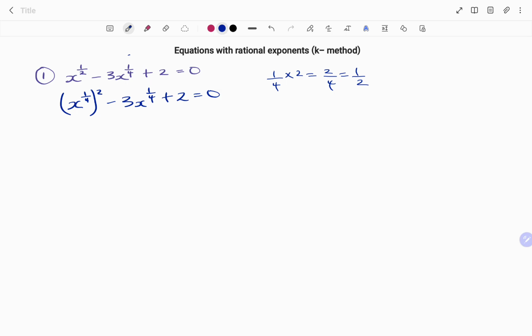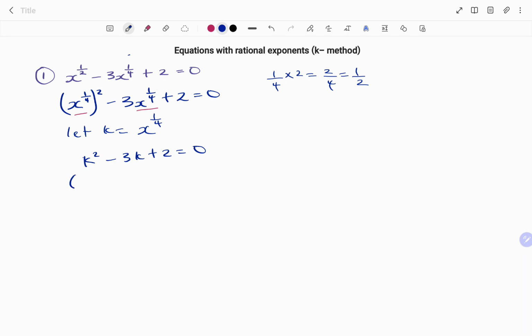Therefore, back to our question, we're going to let k, because we are using the K method, equal the lowest exponent, which is x to the power of 1 over 4. So everywhere we find x to the power of 1 over 4, we're going to be replacing it with k. So our equation becomes k squared minus 3k plus 2 equals 0.